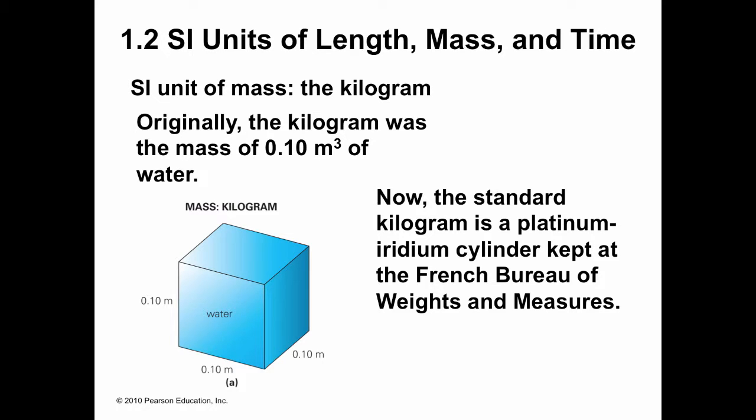The SI unit of mass is the kilogram. Originally, the kilogram was the mass of 0.10 meters cubed of water, and now the standard kilogram is basically a platinum iridium cylinder kept at the French Bureau of Weights and Measures.